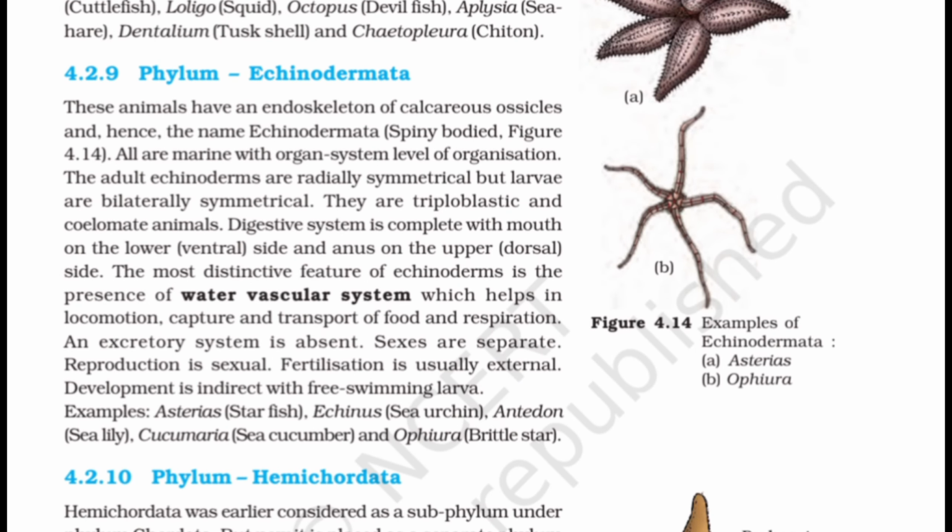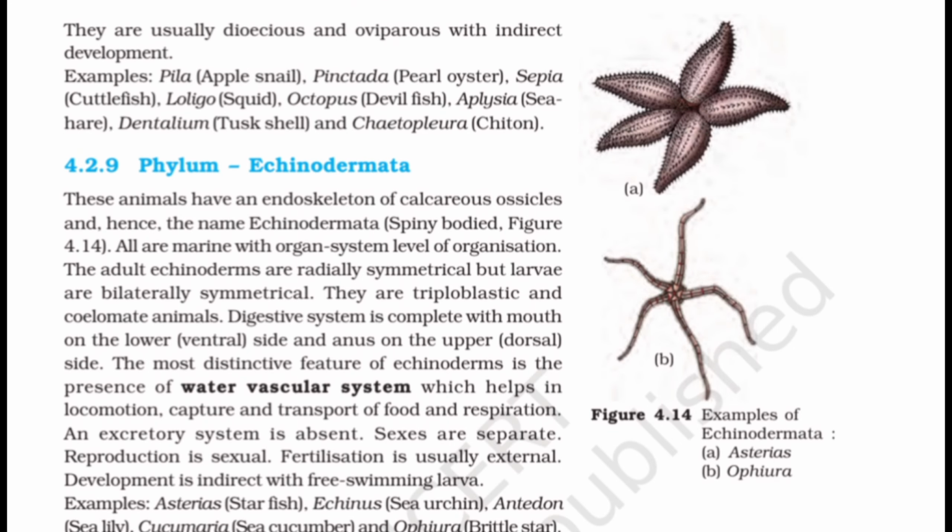The next phylum is phylum Echinodermata. These animals have an endoskeleton of calcareous ossicles and hence the name Echinodermata, spiny body, as in the figure 4.14. Example of Echinodermata: A represents Asterias and B represents Ophiura.